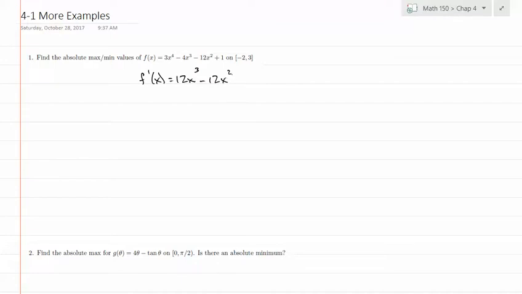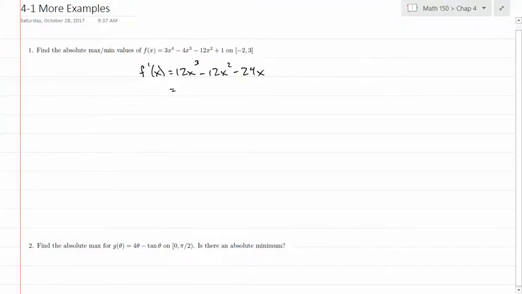minus 12x squared minus 24x, which you could factor out. There's a common factor of 12x there. You'd be left with x squared minus x minus 2, and that could be factored even further. That quadratic could be factored as x minus 2 times x plus 1.